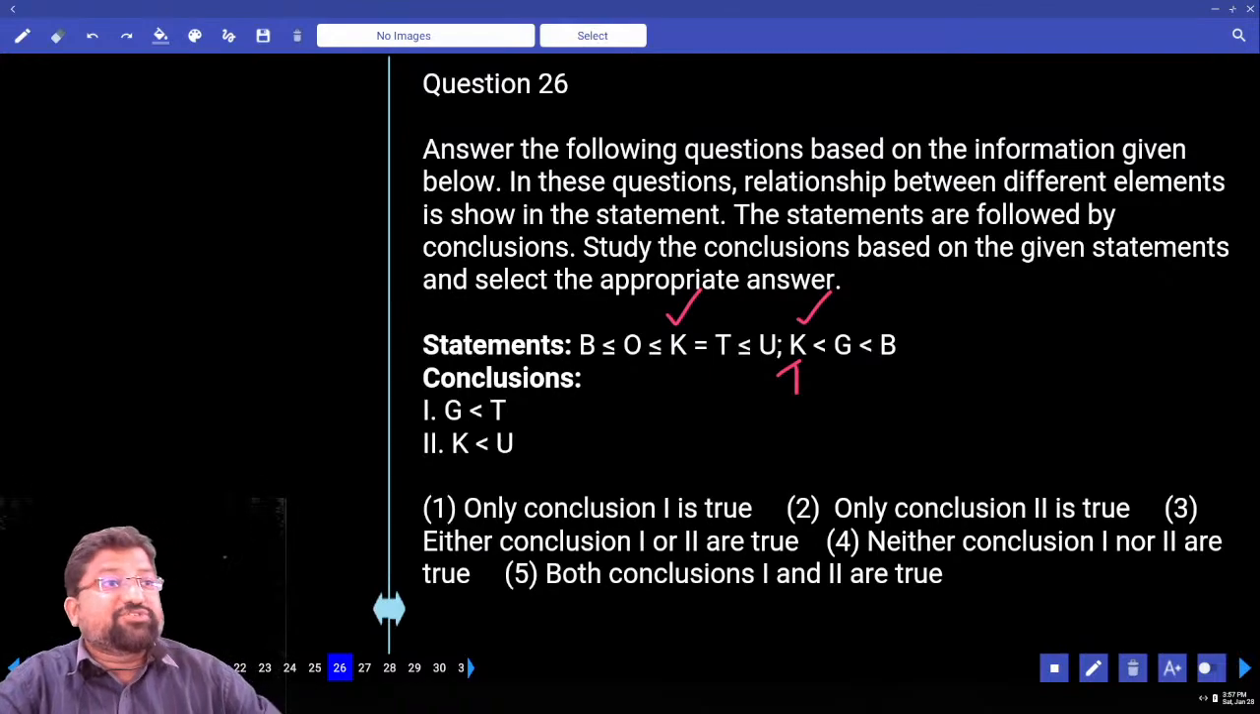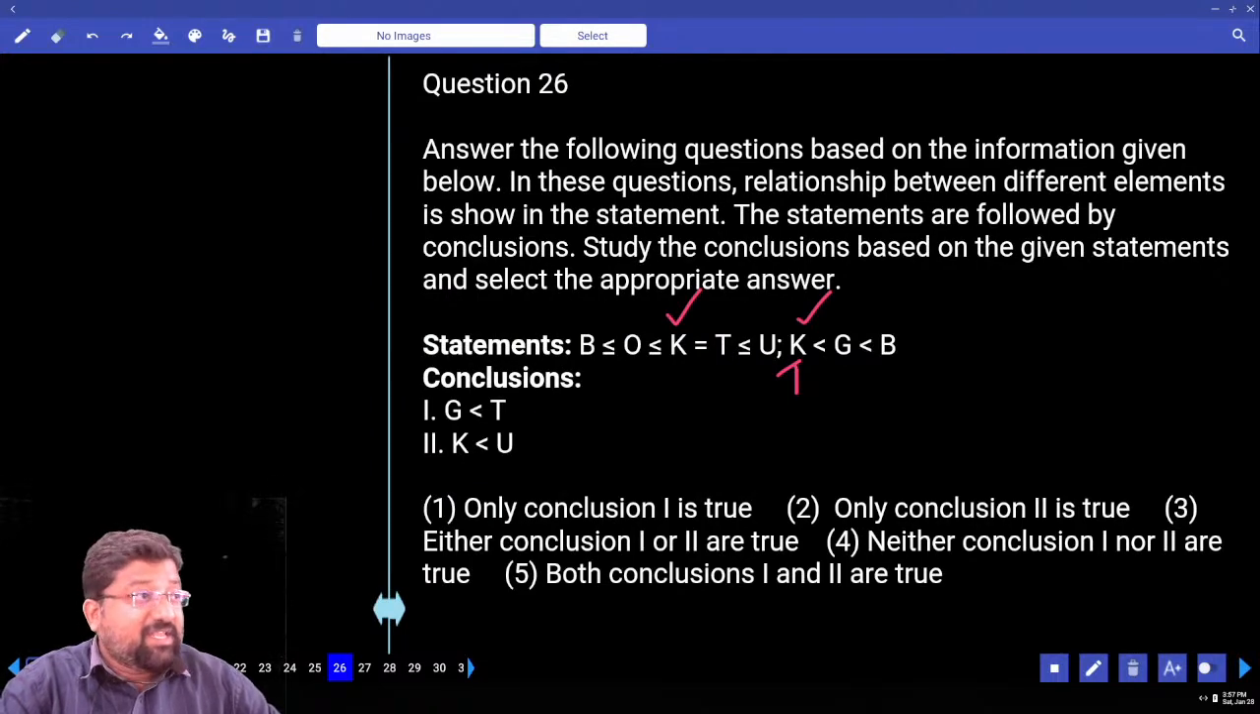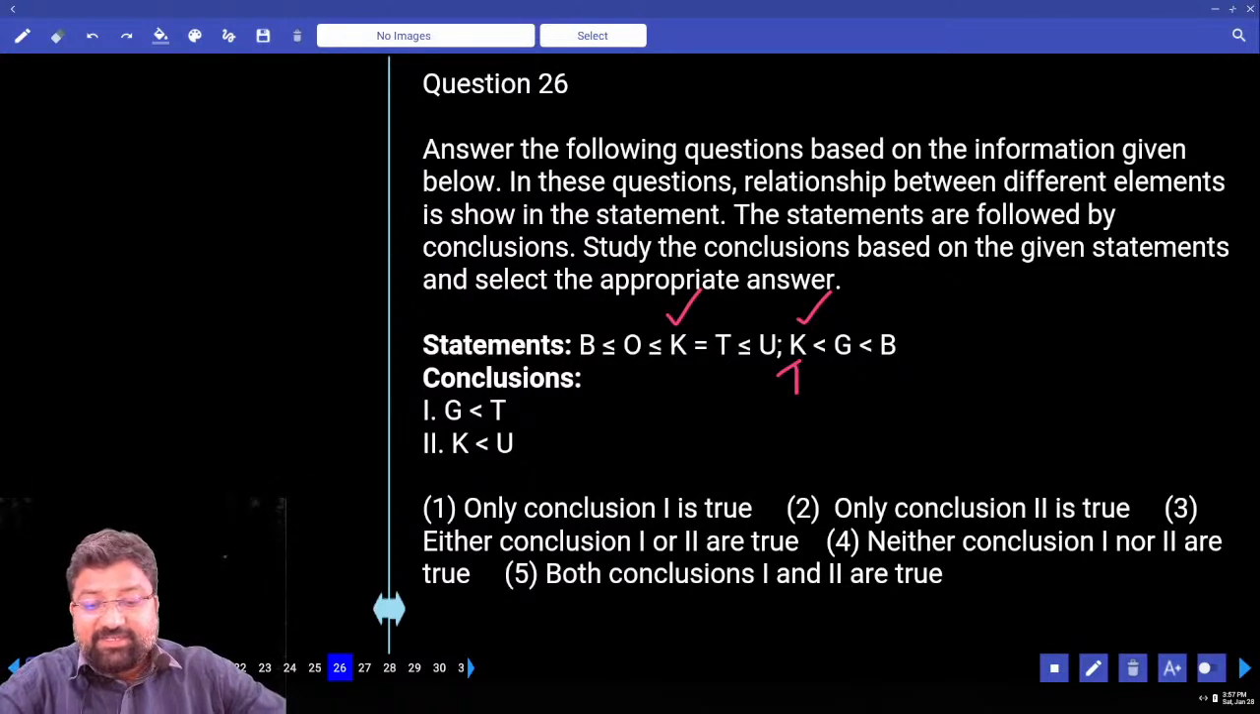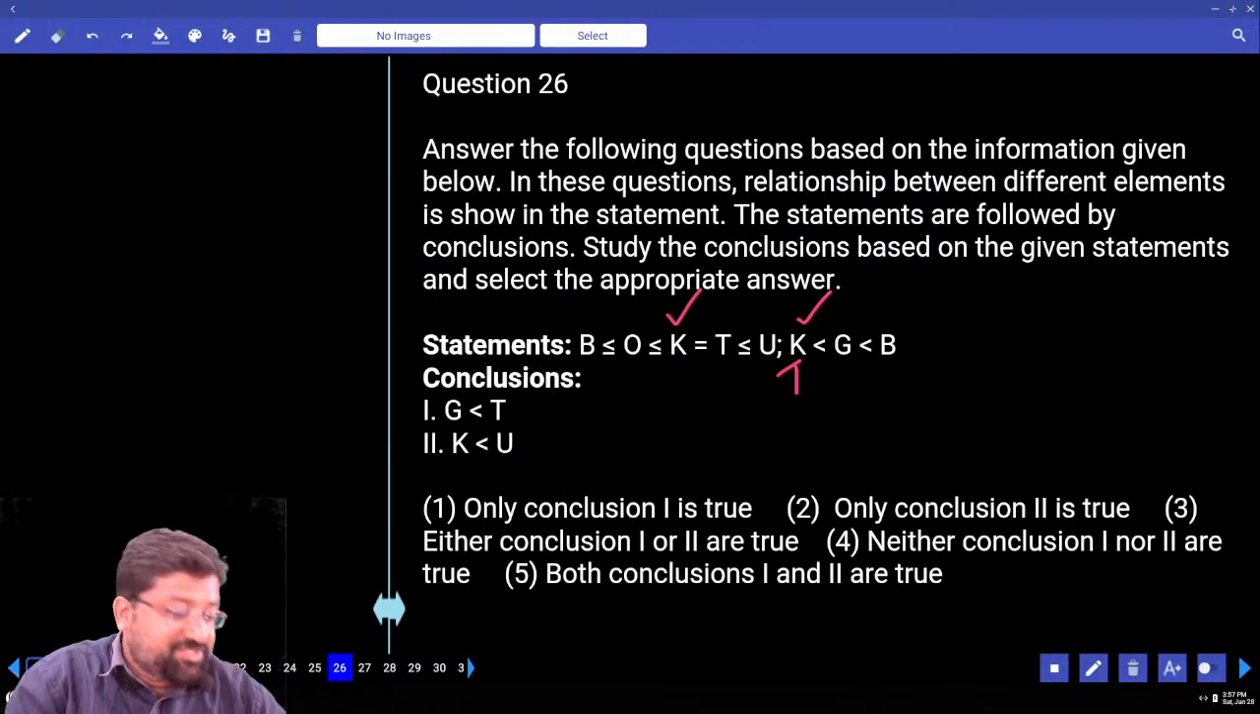K is equal to T. But what is the relationship between T and G? T is less than G. What is the relation? T is less than G. What is the answer that I get? G is greater than T. What does the question say? G is less than T. Right or wrong? Wrong.